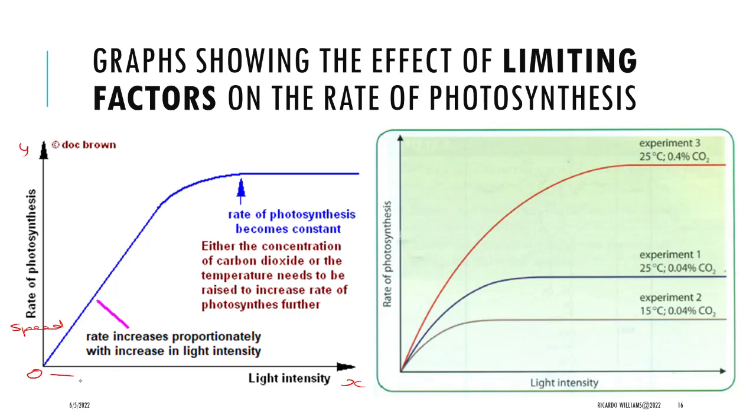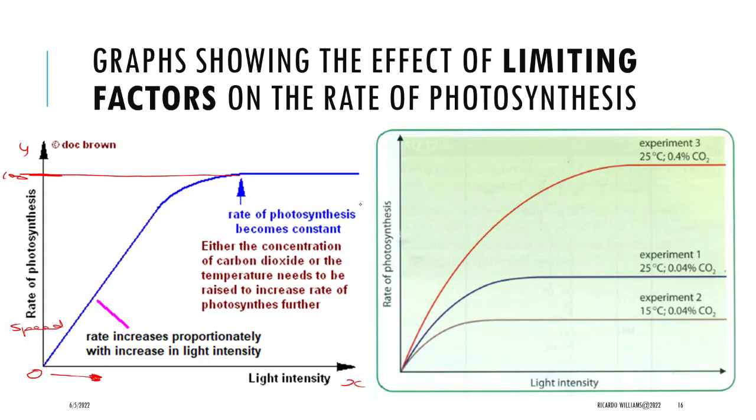However, as we continue to increase the light intensity, we expect now that the plants start to get light and start to produce glucose. So the rate or the speed starts to increase proportional with the increase in light intensity. Now we continue to increase. We're going to reach a point. When we reach this point, let's say that this speed is 100. So this is the maximum speed that the plant can make glucose at.